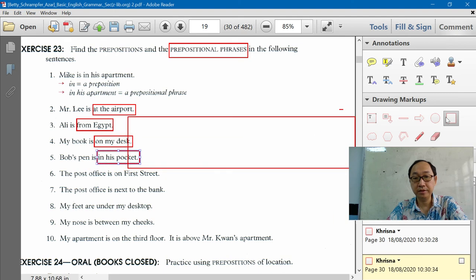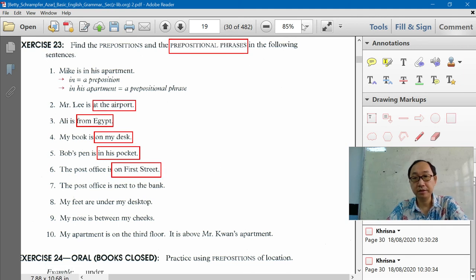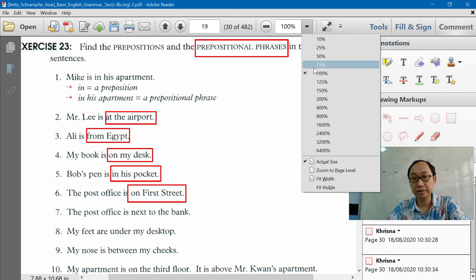Hey, what's going on? Oh, no. On First Street? Okay, maybe we can make it bigger by giving it 100. Oh, no, it's too big. That's it. That's okay.